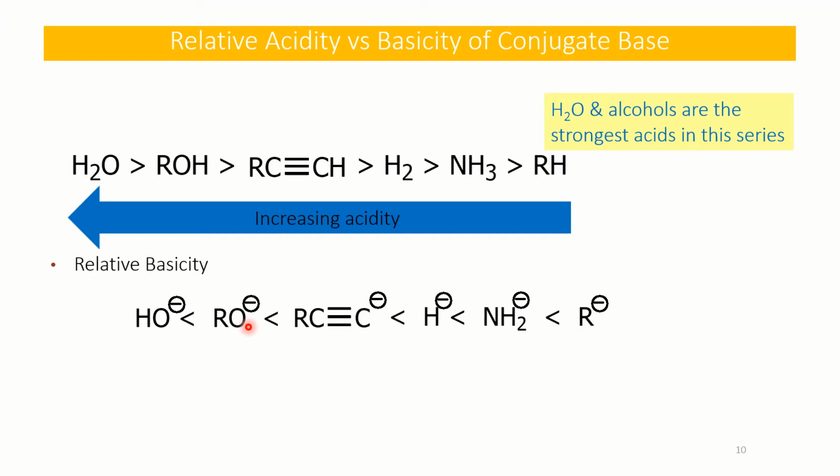On the other hand, both the hydroxide and the alkoxide have the negative charge on oxygen. Guys, if the negative charge is on oxygen, the oxygen can stabilize its negative charge. So these are more stable conjugate bases, hence they belong to stronger acids.